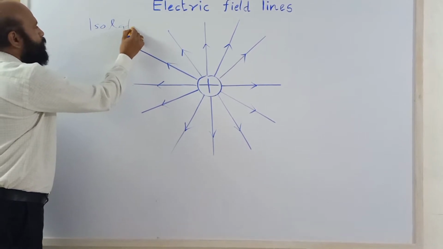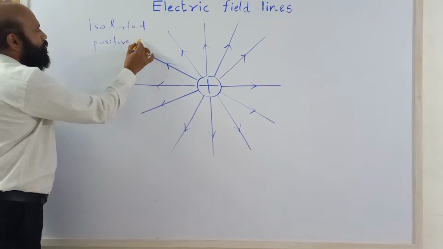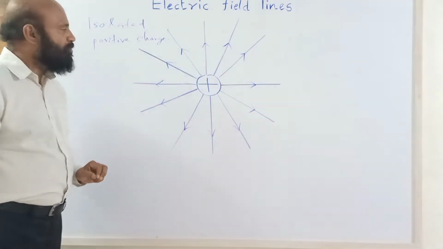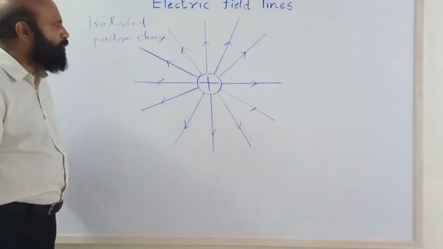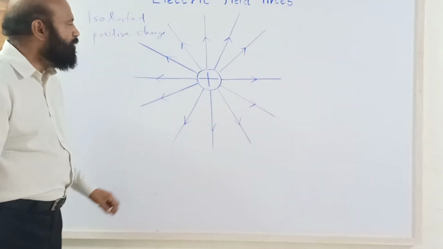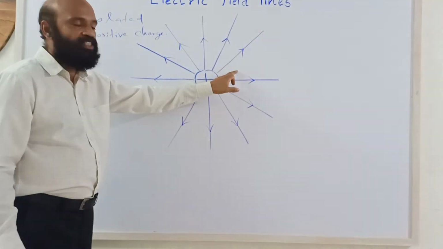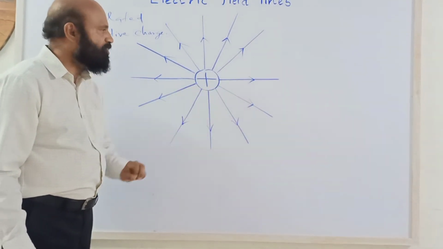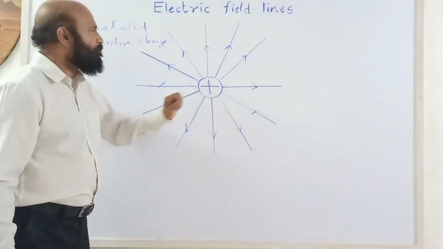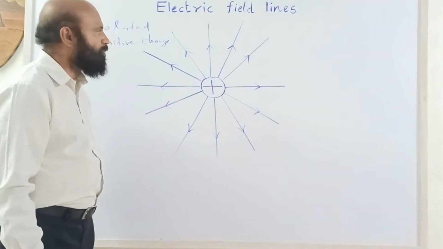Isolated positive charge. Surrounding this charge, there is a region in which another charge will experience a force. That region is what is called electric field. Near the charge, the intensity of the electric field is more, and away from the charge it will be less. So we have to represent it. For that, we can use the idea of electric field lines.